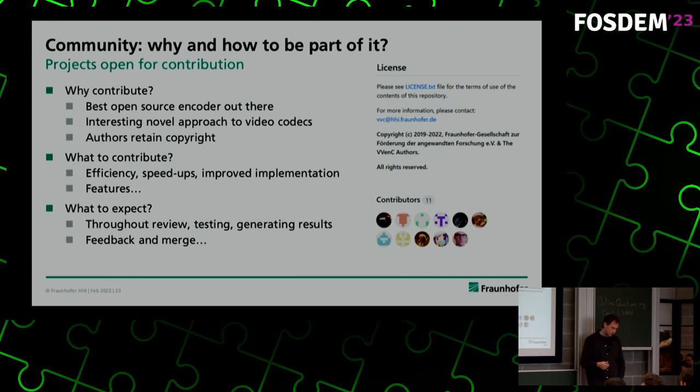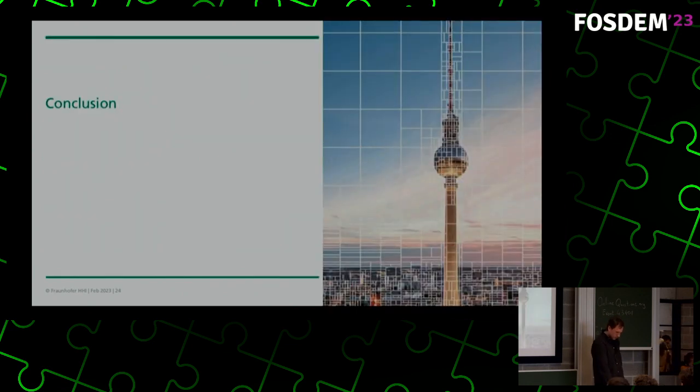All right, for community, we are open to external contributions, and we wish to get some. That's also why I'm talking to you, to get some interest. We try to make this easier by stating that the authors of VVenC also retain the copyright. We don't have a contributors agreement, so this is the only way we can make it happen. We are interested in all kinds of contributions, efficiency, speed up, and we're going to thoroughly review, test, generate results, whatever is needed, give proper feedback, merge. So yeah, please do if you're interested. To conclude.